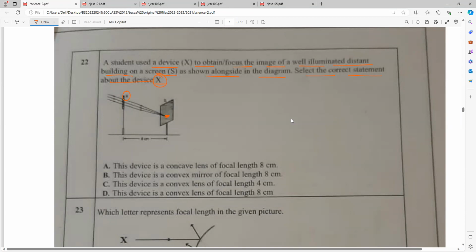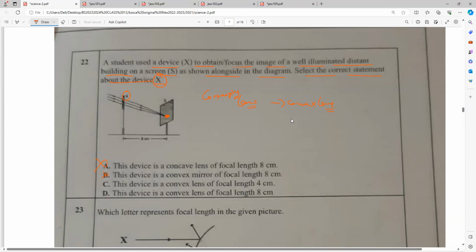First, you see that the image screen is behind the X. So is it a lens or a mirror? First of all, you tell me. That is your responsibility. Anybody? It is definitely a lens, and it is converging light. So what is a converging lens? It is known as a convex lens. So the option device is a concave lens, gone. Device is a convex mirror, gone. Device is a convex lens.